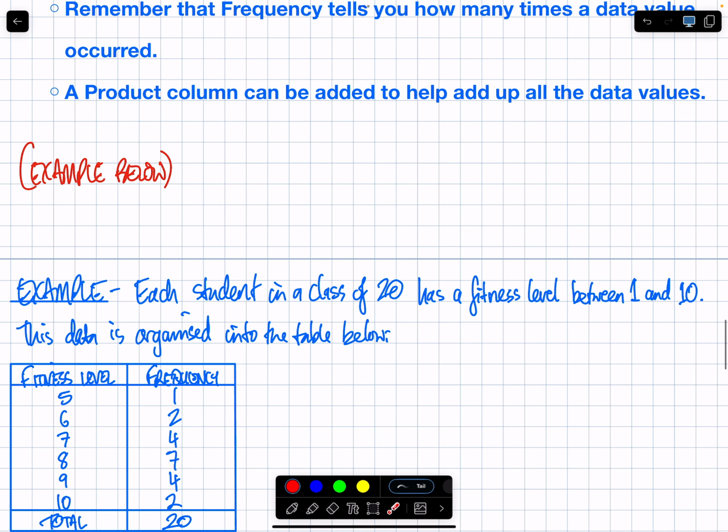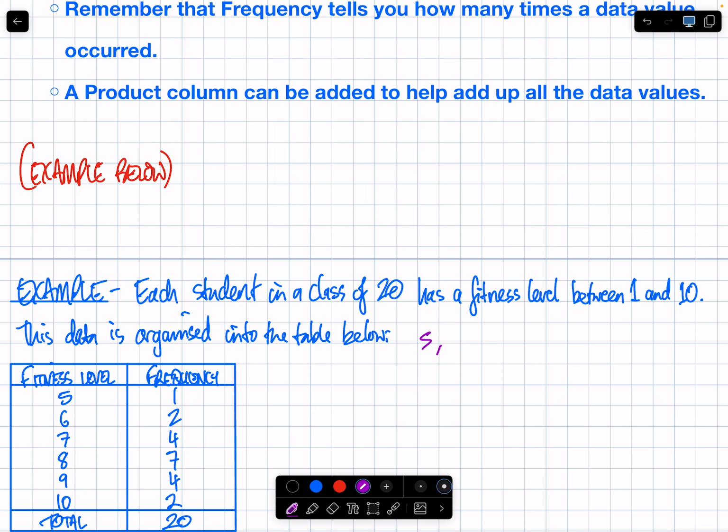Okay, so let's revise. This is not a bunch of numbers written out in a row. This is data that has been organized. Now, if you wanted to waste time and not use my shortcut, you could do that. Remember that frequency tells you how many times a data value occurred. So according to this table, how many people had a fitness level of 5? 1. So if I wanted to rewrite all that data, I'd write 5.